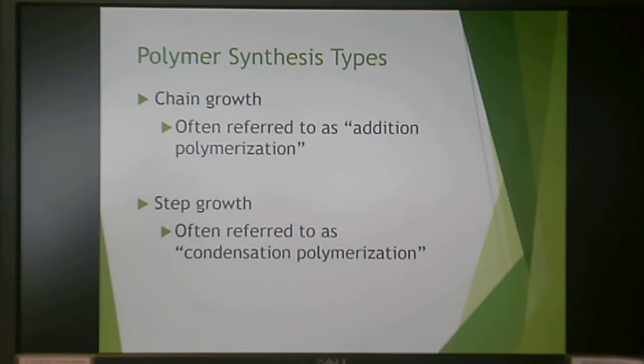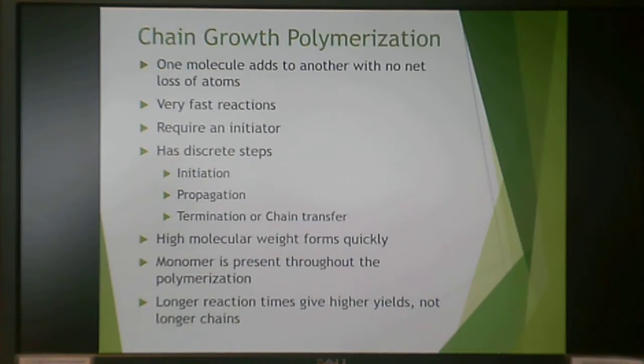Now there are two different types of polymer synthesis. There's chain growth and step growth. In this lecture, we will refer to chain growth polymer synthesis. Chain growth itself is often referred to as addition polymerization. You're just sticking one monomer on the end, adding one block after another. Step growth, which we'll talk about in the second portion of this lecture and in the next video, is often referred to as condensation polymerization.